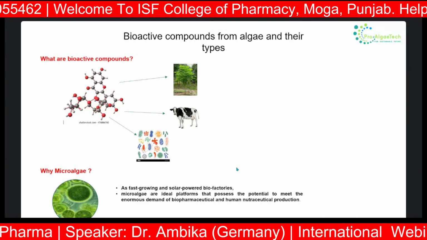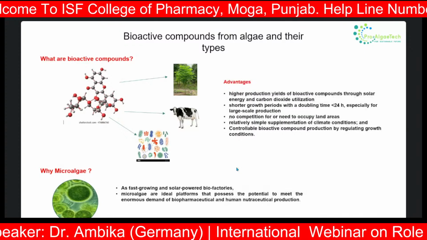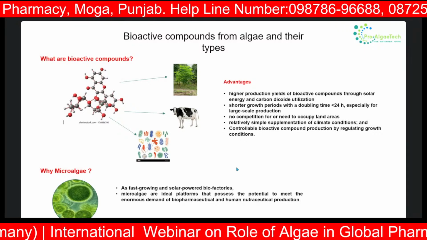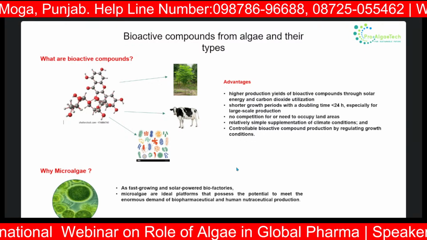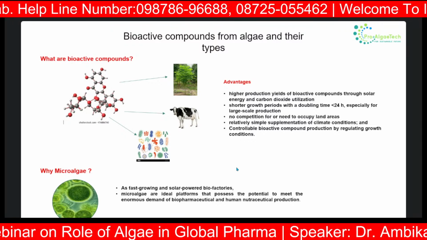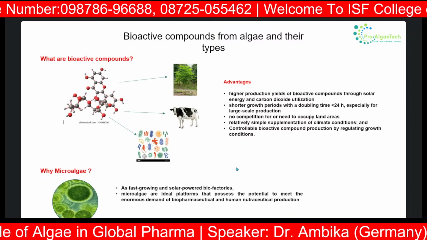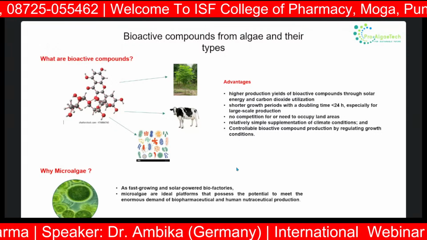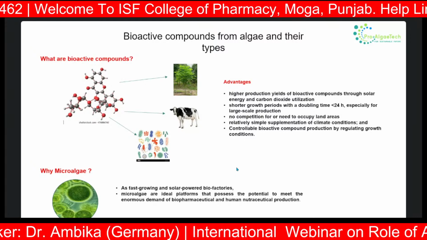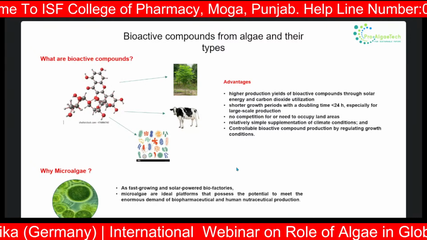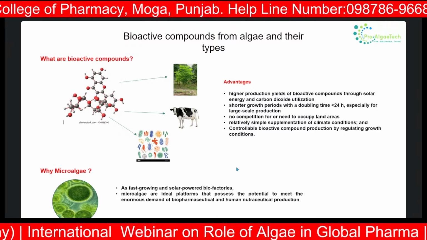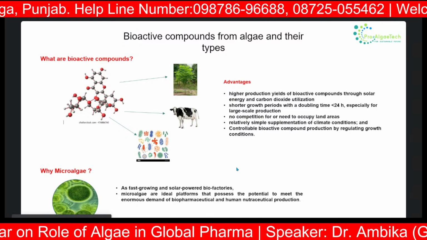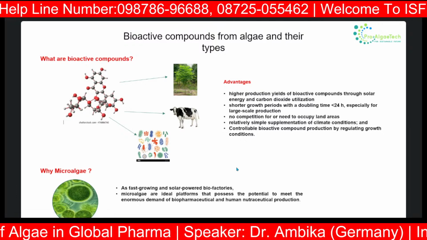So, what are the advantages of selecting microalgae-based bioactive compounds? Higher production yields of bioactive compounds through solar energy and carbon dioxide utilization, a shorter growth period with a doubling time of less than 24 hours, especially for large-scale production, and no need to occupy land areas. When you select plant-based, definitely we have to compete with the food industry for land utilization, but here there is no competition. Relatively simple supplementation of climate conditions and controlled bioactive compound production by regulating growth conditions. These are the advantages when you choose microalgae-based bioactive compounds.